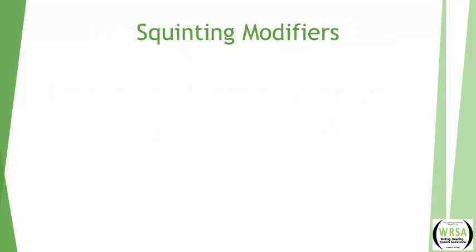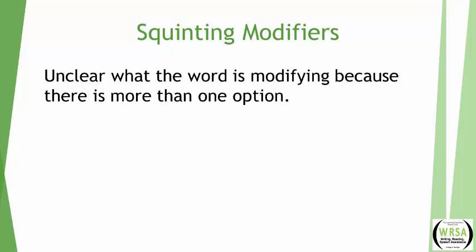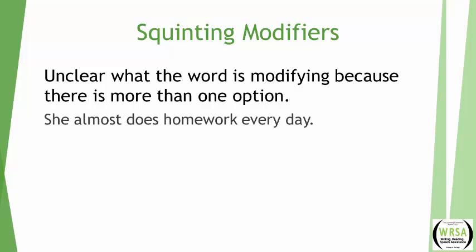These are normally small little words, often adverbs, that are used, but it's really unclear what that word is modifying because there's more than one option. So take a look at the example I have. She almost does homework every day. Well, the word almost is as close to the verb do. So that means that she's almost doing.